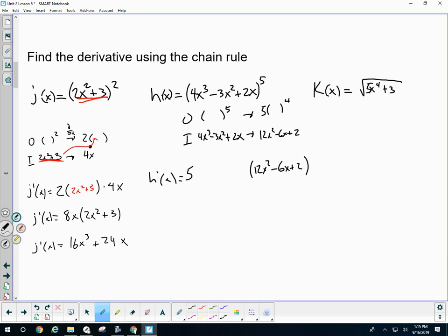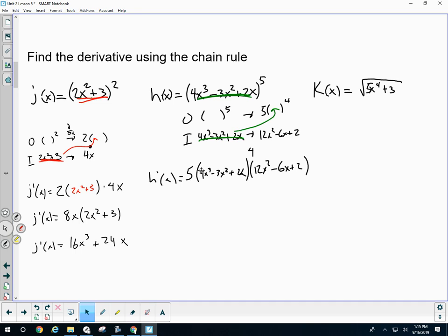5 parentheses to the 4th. Inside is the 4x cubed minus 3x squared plus 2x. This went in there, or this stayed inside the derivative of the outside. Okay, let's do k.